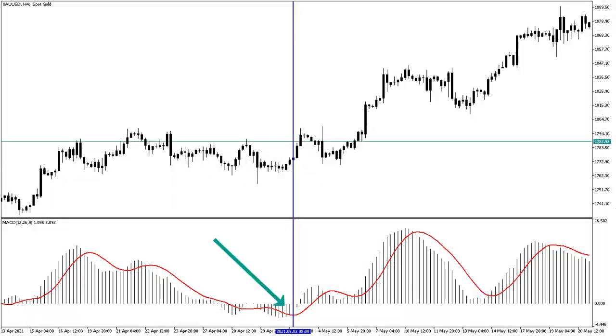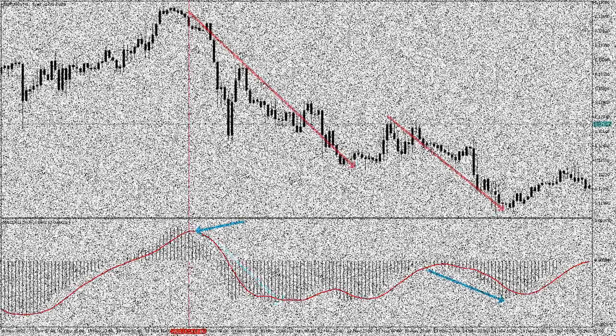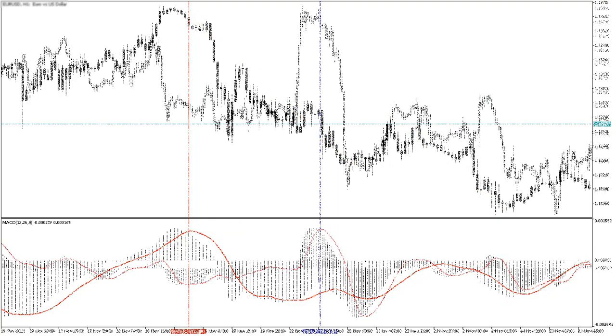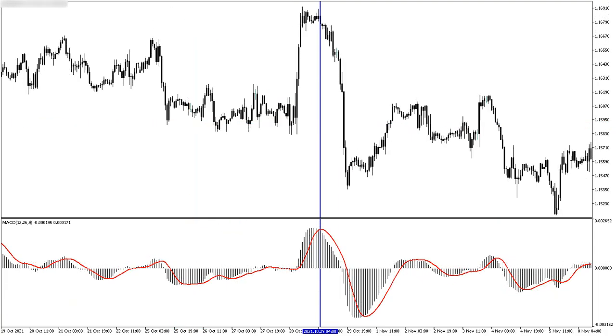MACD buy signal. When the MACD histogram is above the moving average, the market tendency is bullish. MACD sell signal. When the histogram is below the moving average, the market tendency is bearish. Let's review a few samples together.